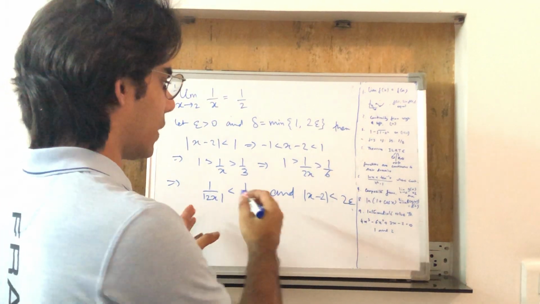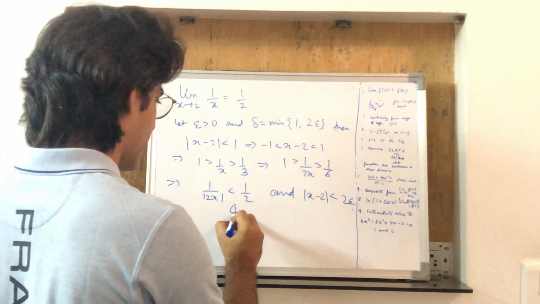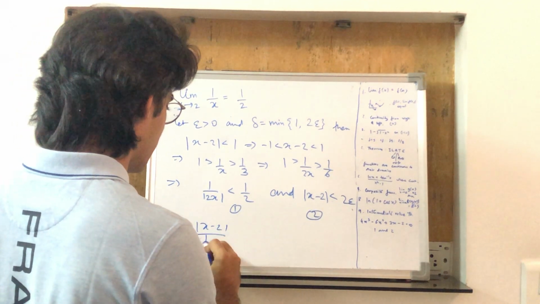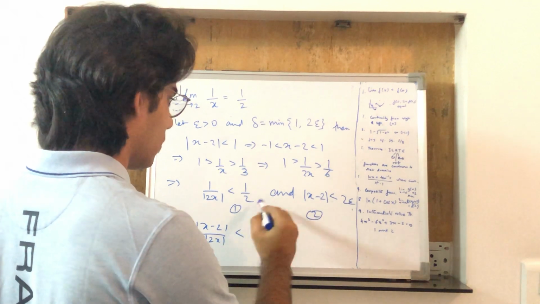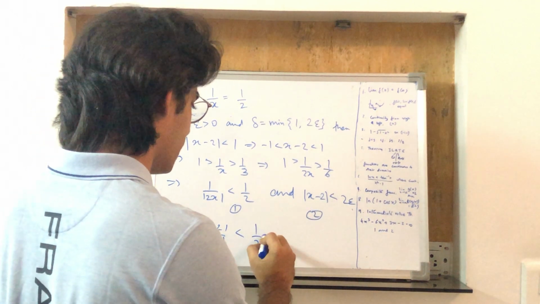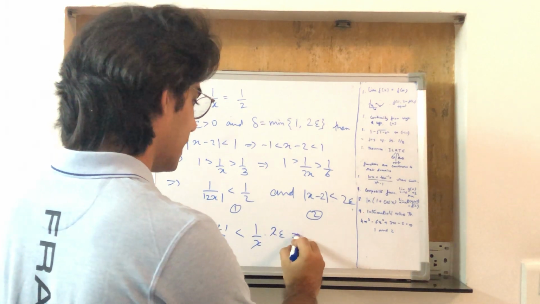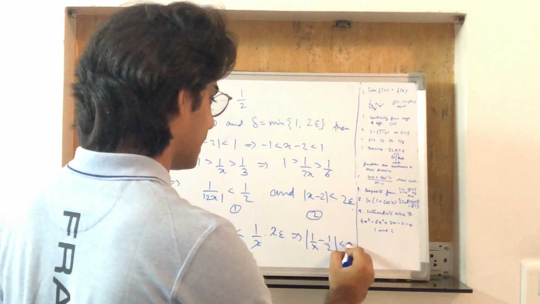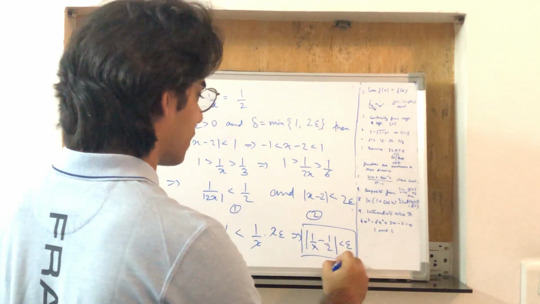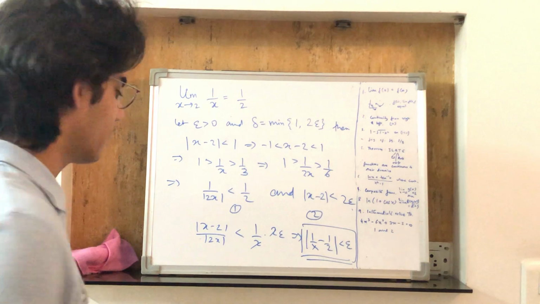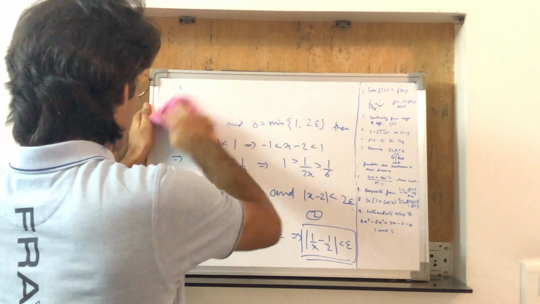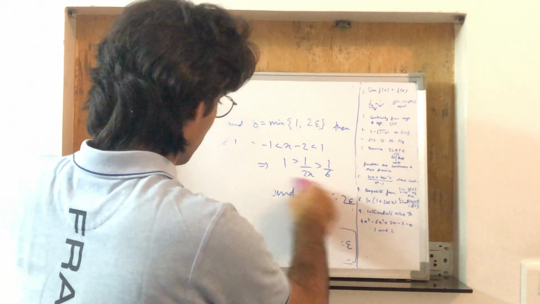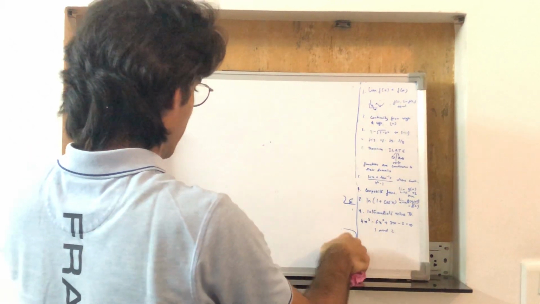Right? So multiplying both of these, multiplying 1 and 2, I get x minus 2 times 1 over 2x is less than 1/2 times 2 times epsilon, and this is just 1 over x minus 1/2 is less than epsilon. And this is the result that I wanted to prove, right? So this is our proof. Okay, good. Now let's start with continuity, and let's start with the definition of what it basically means.